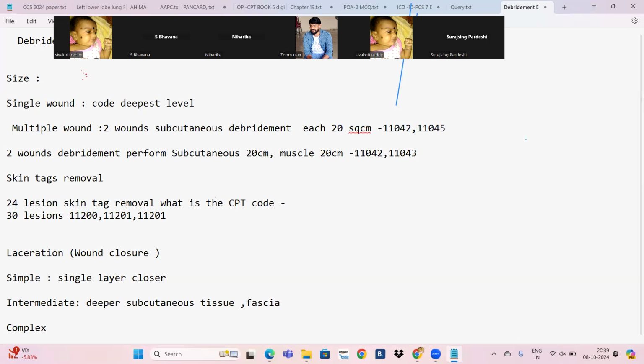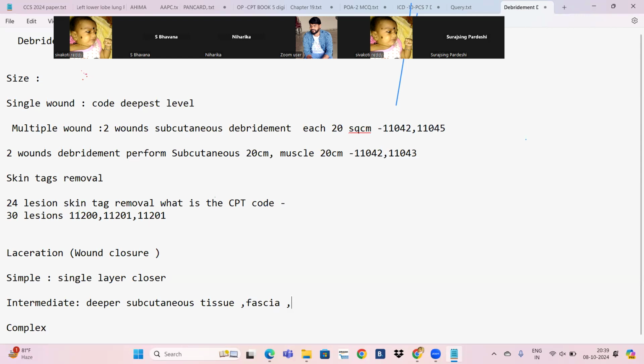This chapter 1 is all related to skin and breast. So maximum here you will get all skin related procedures. Here you need to remember depth also. All are based on the depth.